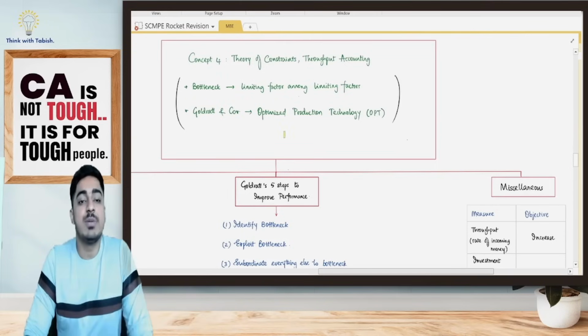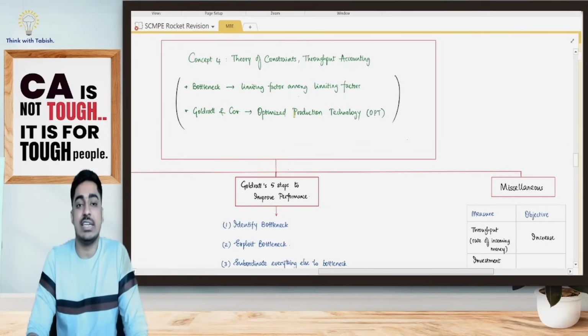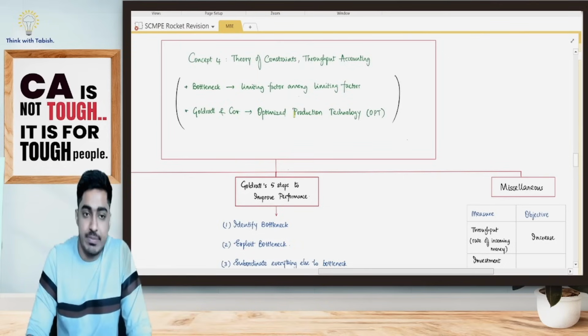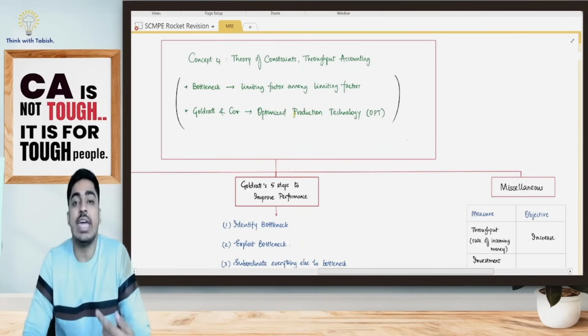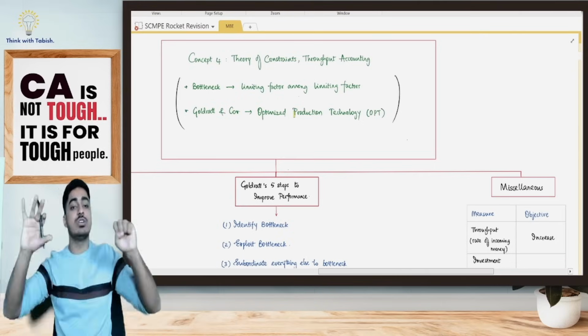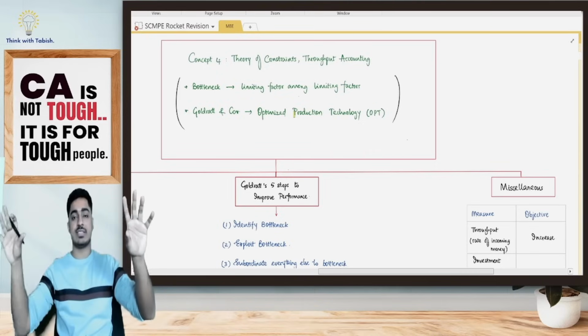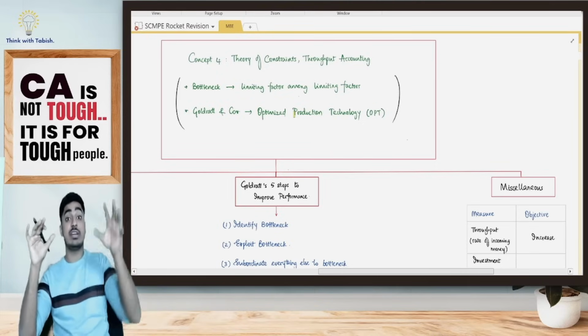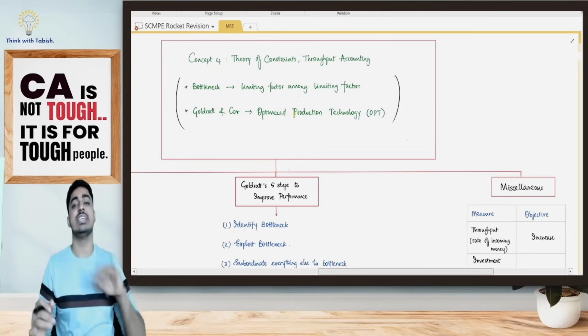Next, we have concept number 4, which is theory of constraints, or throughput accounting. Now, it is telling how do we exploit our bottleneck. So, firstly, what is a bottleneck? In very simple terms, it is a limiting factor amongst my limiting factors. So many limiting factors are there. In that, the limiting factor which is in most scarcity, that is my bottleneck.